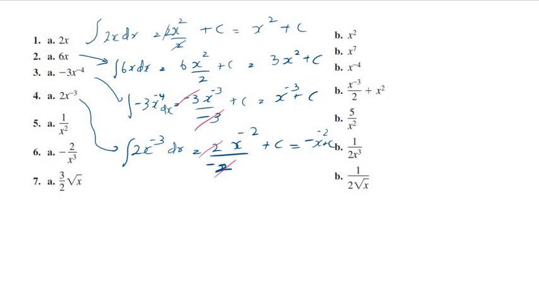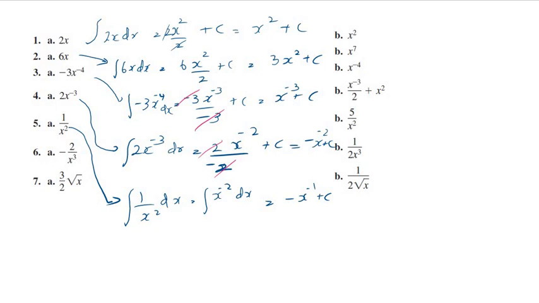Let's do this question next. So here, integral of 1 over x squared dx. So we can write this as x to the power minus 2 dx, integral of that. So what we do here is add 1 to the power and divide it by that. So you get minus x to the power minus 1 plus c.